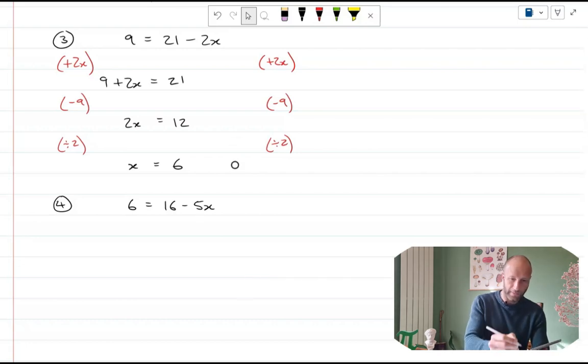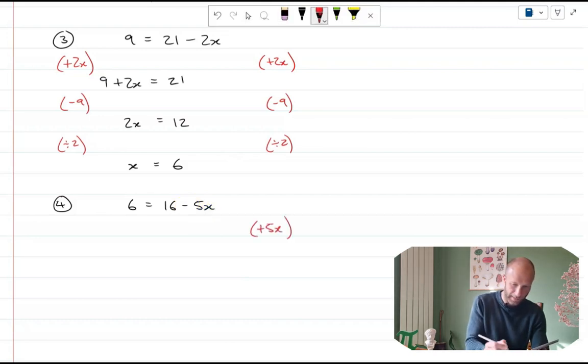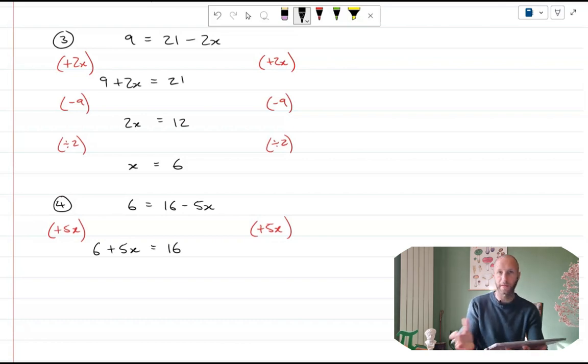So we're going to get the minus 5x positive. We don't like this negative 5, this coefficient of minus 5. So I'm going to add 5x to the right-hand side and add 5x to the left-hand side. Add it to both sides. So on the left, I'll have 6 add 5x. On the right, I'll just be left with 16 because the minus 5x and the plus 5x cancel.